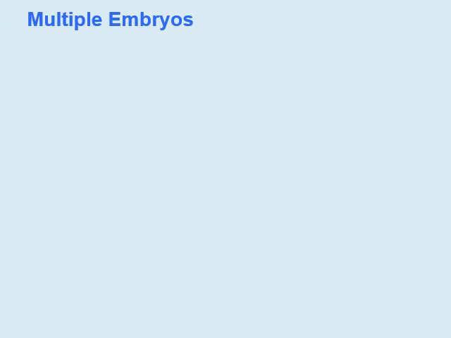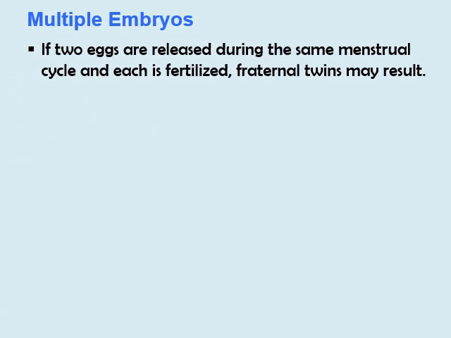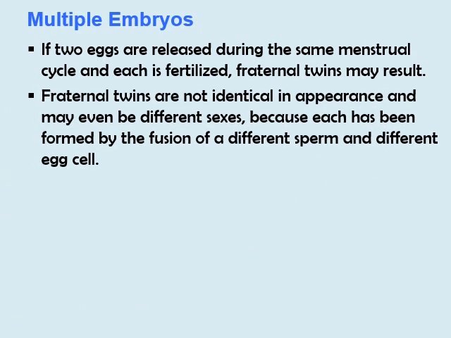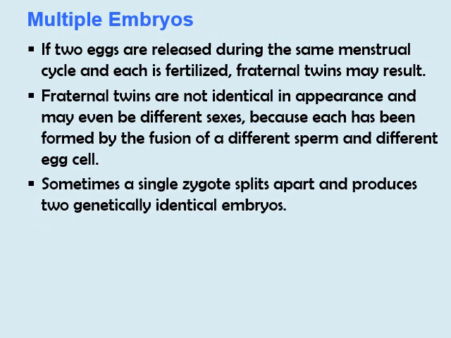Now let's see multiple embryos. As you know, there is only one egg ovulated to the fallopian tube from each ovary alternatively. However, if two eggs are released during the same menstrual cycle and each is fertilized, fraternal twins may result. Fraternal twins are not identical in appearance and may even be different sexes because each has been formed by the fusion of a different sperm and a different egg cell.